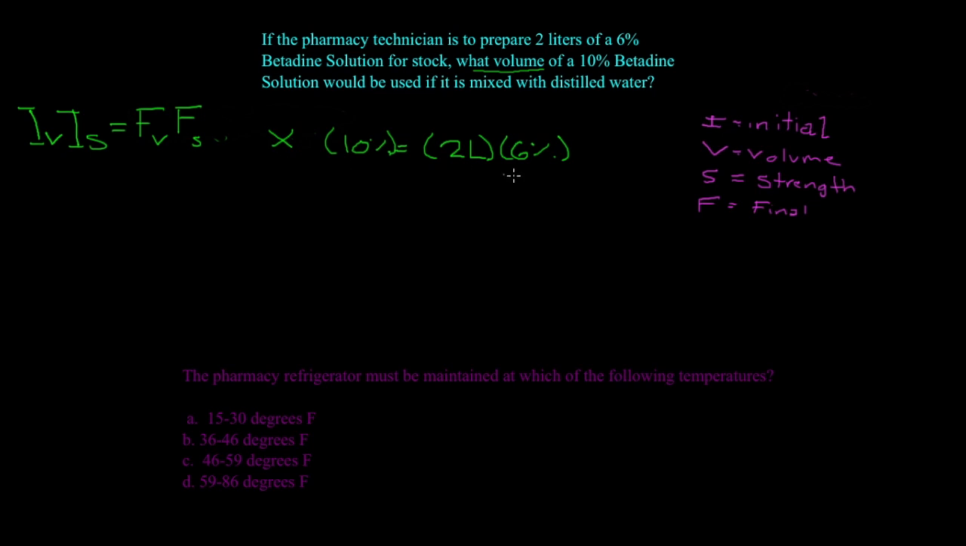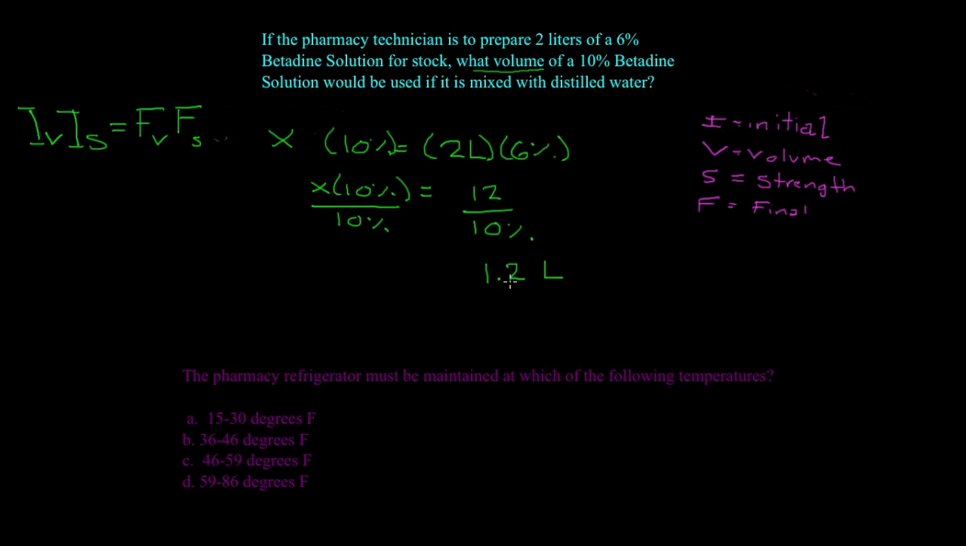Now what you're going to do is multiply those together, and when you multiply those together, that's going to give you 12. And then to get X by itself, you're going to divide each side by 10%. So when you divide each side by 10%, that's going to give you 1.2 liters. Okay, 1.2 liters.